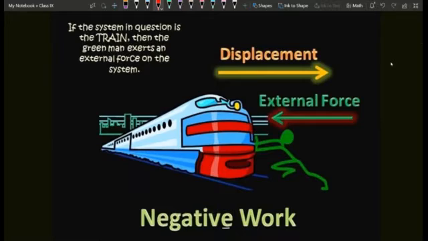This is a train, and now one person standing here tries to stop the train. So you see, this is the direction of external force and this is the direction of displacement. They are exactly opposite to each other. There is an angle of 180 degrees between the direction of external force and the displacement. So there is negative work done. This person is doing negative work. Okay. This is the situation.